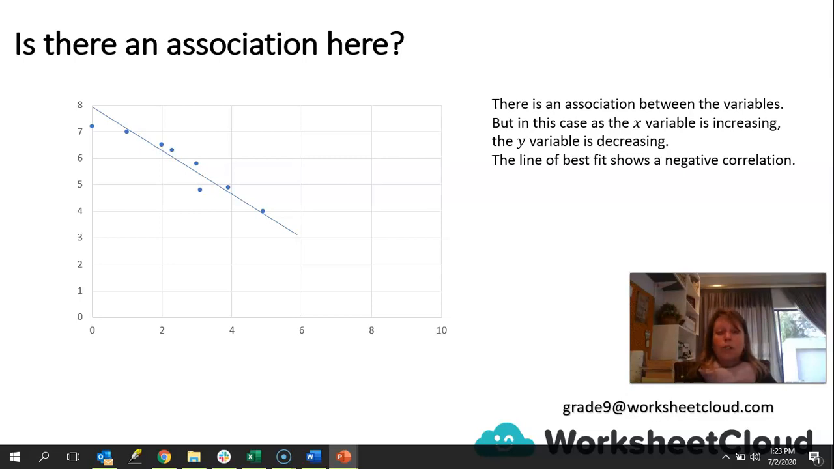Okay, it is quite a strong trend because the scatter points are right near the line of best fit. If they were all over here and all over here, it would still be negative, but it wouldn't be a strong negative. It would just be negative.